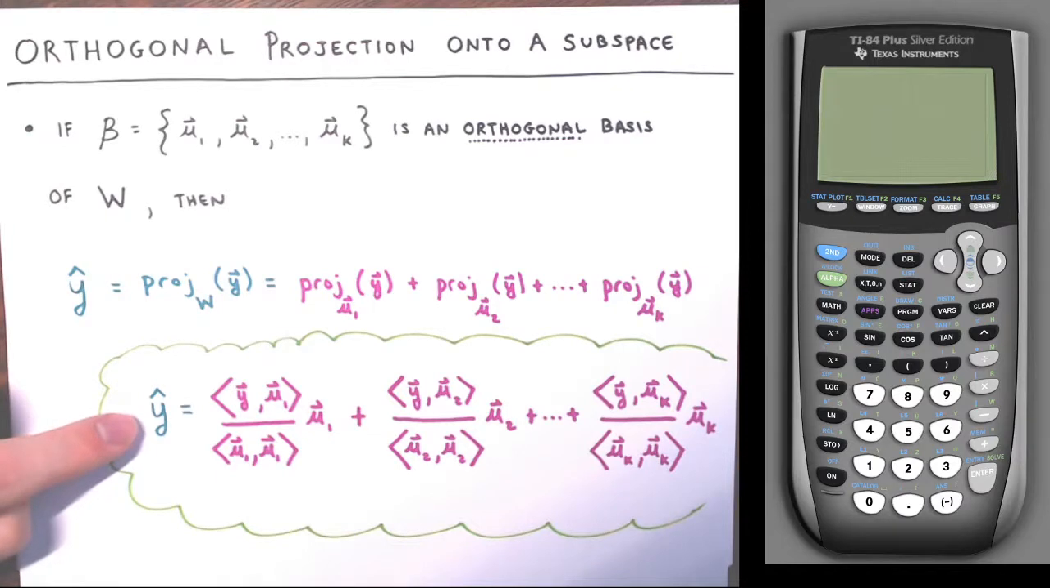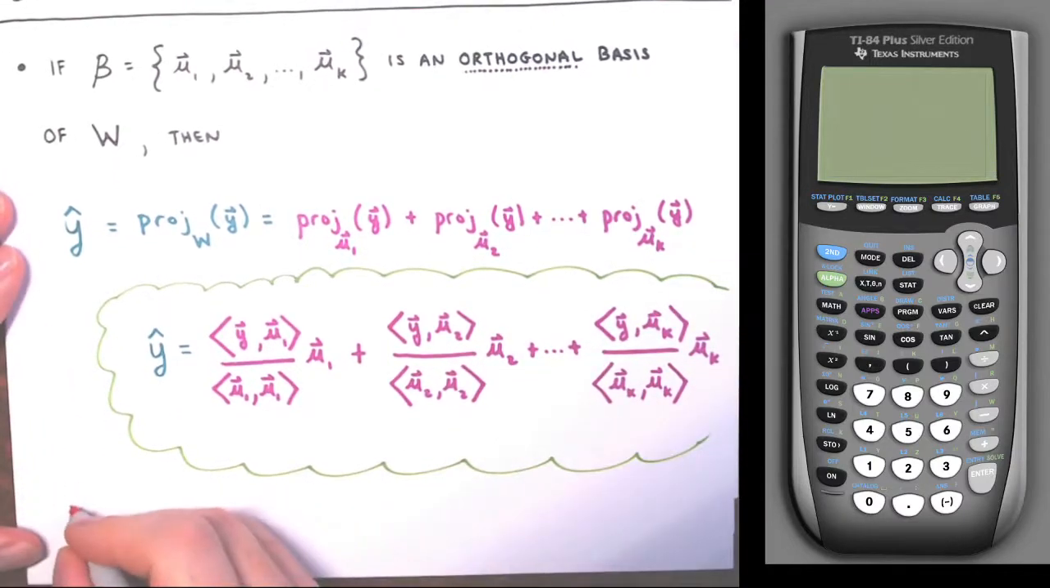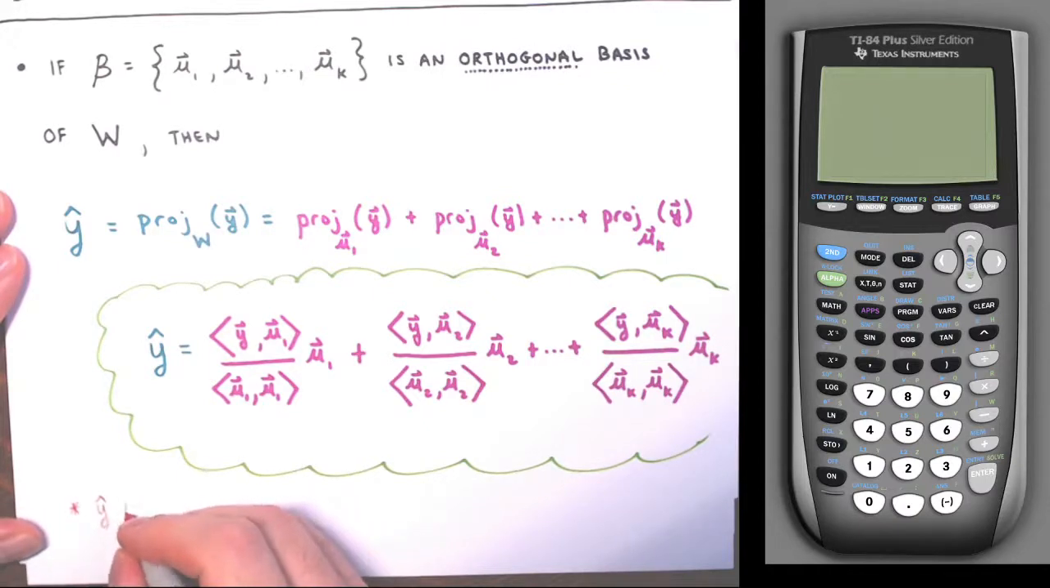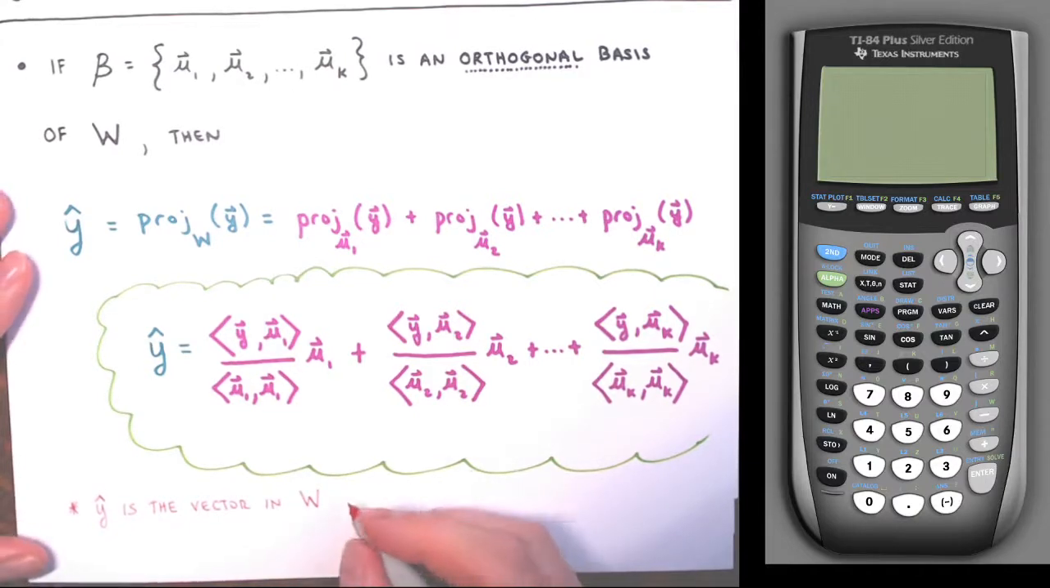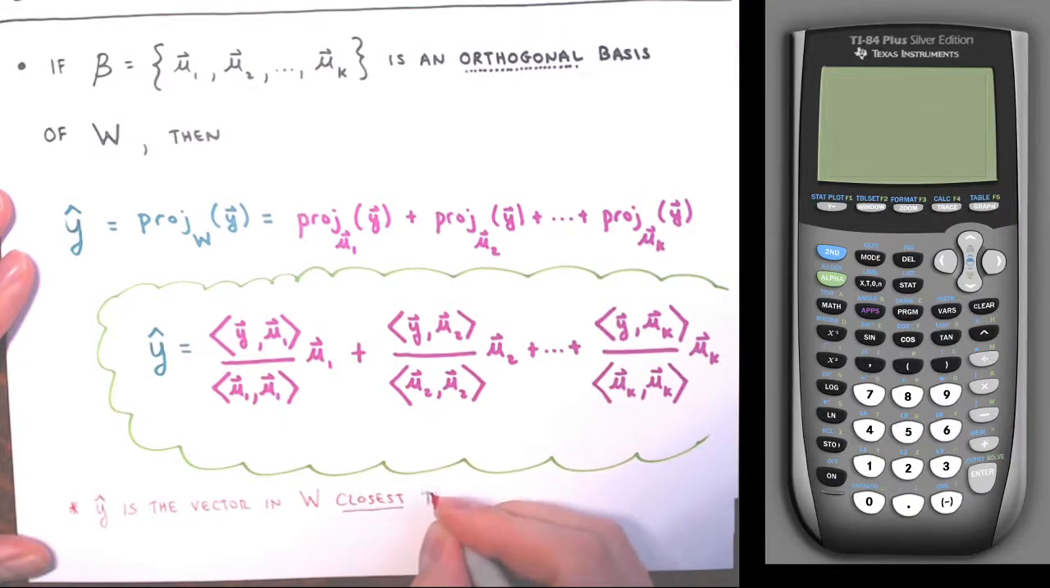And another way to think about this is the vector in W that is the closest to y. Alright, I'll write that out in words here. The y hat is the vector in the subspace W that is closest to vector y.